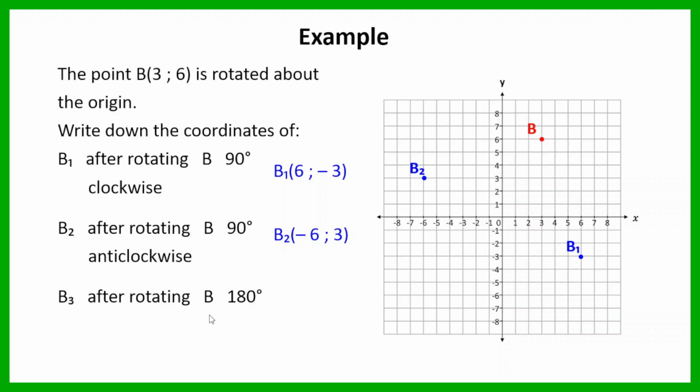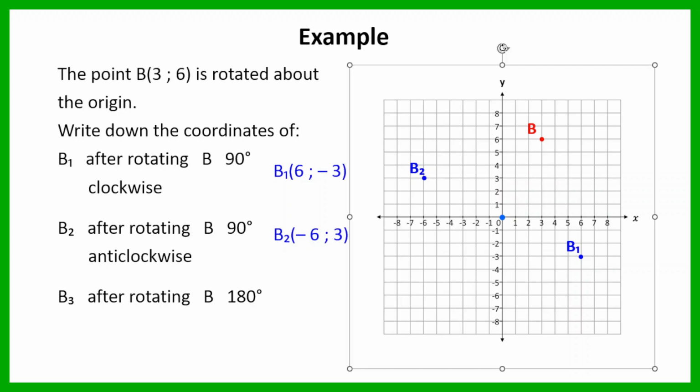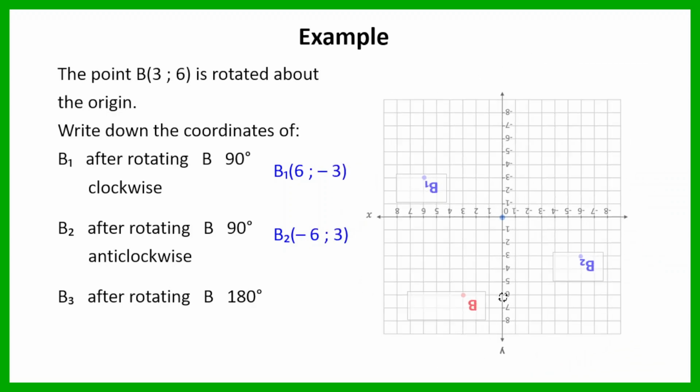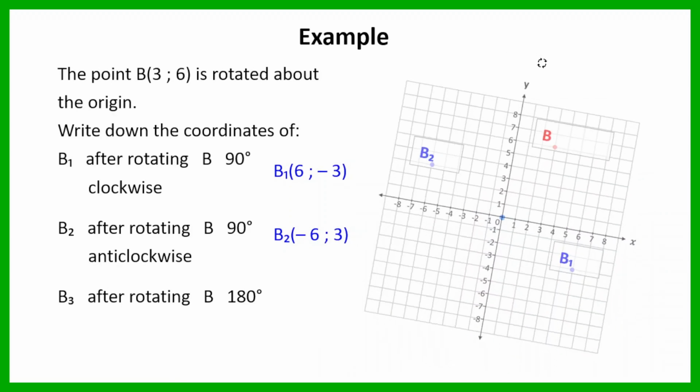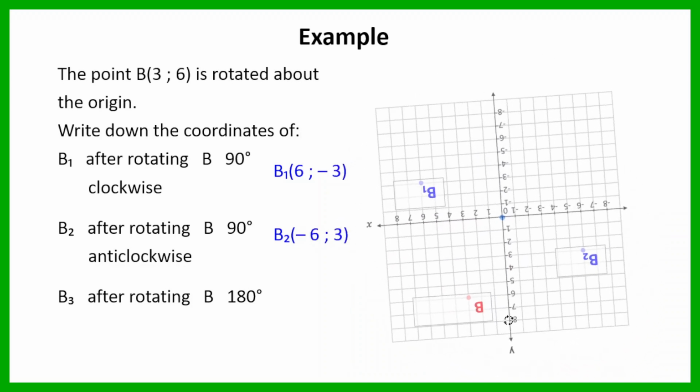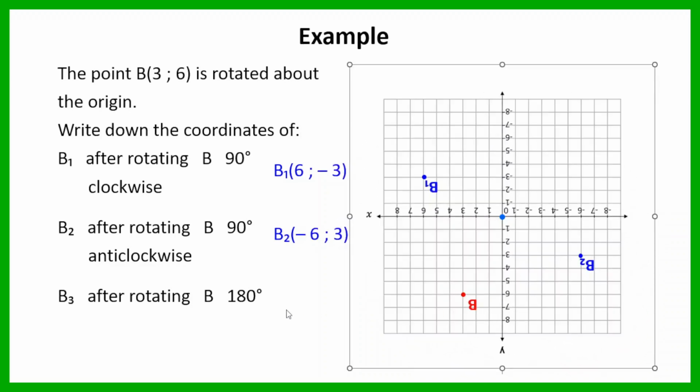Now the last one, you'll see that when we're finding B3, we haven't been told a direction for this one, and that's because it's 180 degrees. So if we are going to do this one, you can see if you put your finger on the origin and you rotate this 180 degrees in an anti-clockwise direction, you end up with a point over here. But if you also rotate it in a clockwise direction, you're going to end up in the exact same position. So that's why when it's a 180 degree rotation, they don't need to tell you the direction, because you end up in the same position no matter what the direction. Okay, so when it's 180 degrees, they don't need to give you the direction.